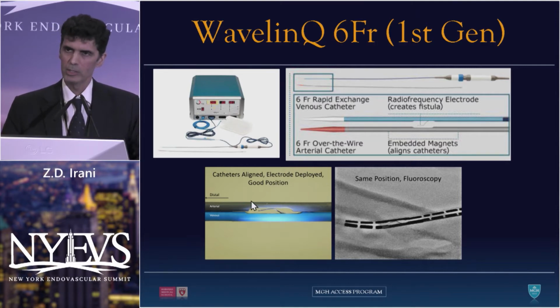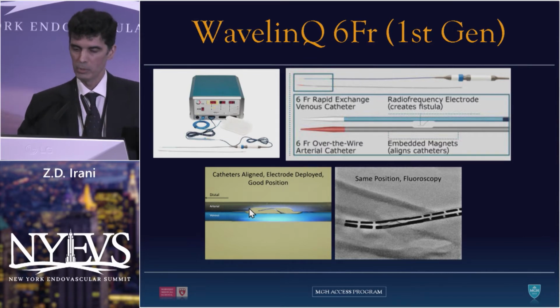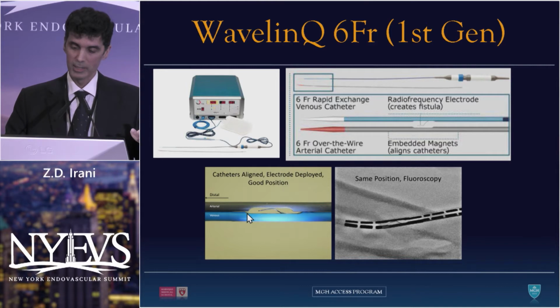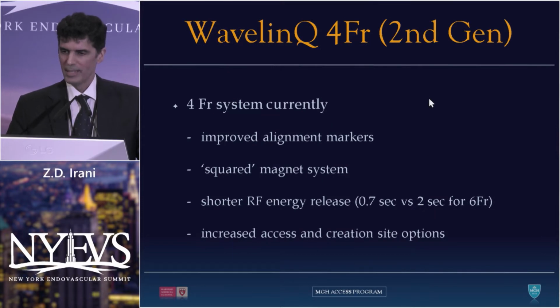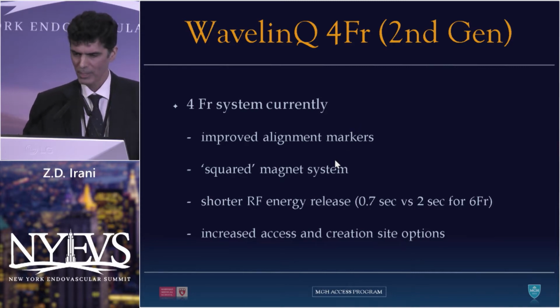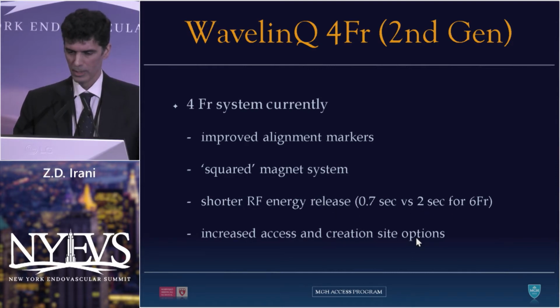The whole concept actually came from observing that in patients that had traumatic fistulas from a stab wound, those fistulas are really tricky to shut down. And so in a sense, this is like a controlled stab injury between the two structures. Then the second generation came out, where they downsized it to a 4-French system. And again, there are advantages to having a smaller system. But in addition, they made sure that the magnetic coaptation mechanism was much more improved and much more robust. Also the RF energy release was 0.7 seconds versus 2 seconds for the original.